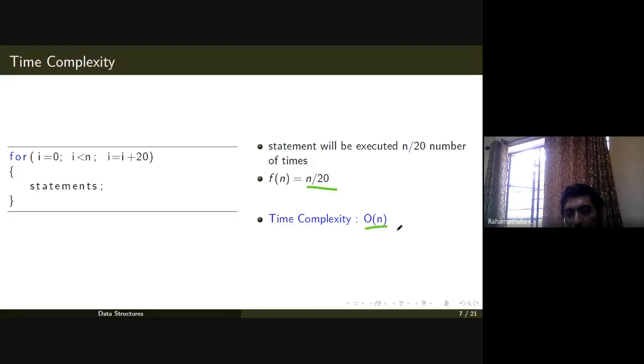So whether it is n, n by 2, n by 20, n by 100, whichever it may be, we will denote the time complexity as order of n. That means that the time taken by the algorithm is linear to the input size. That is the meaning of time complexity is order of n.